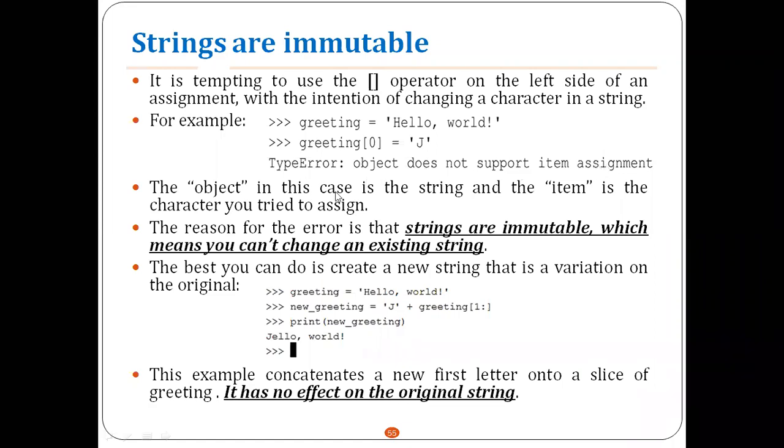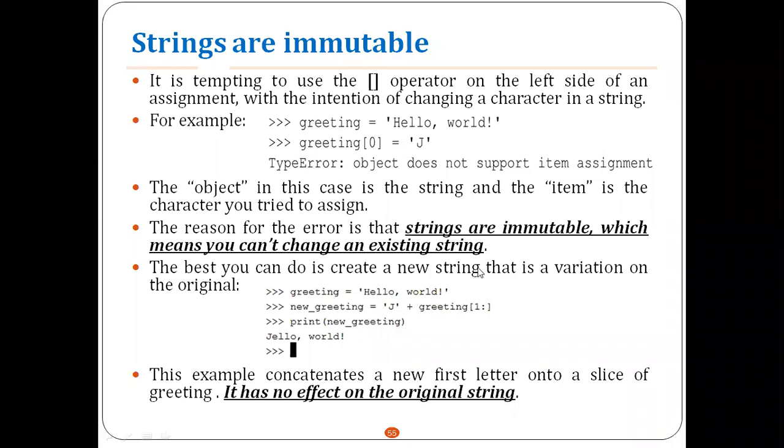What do you mean by that? The object in this case is the string, and the item is the character you try to assign. The reason for the error is that strings are immutable, which means you can't change an existing string at all. Once you have created a string, you cannot change its contents. You cannot change a single character, or multiple characters either. That is the meaning of immutable.